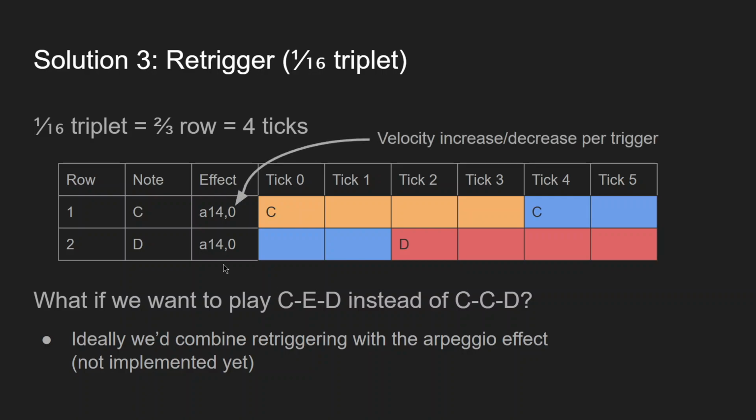And here I mentioned the second parameter is you can increase or decrease the velocity of the notes. So the second C could be gentler or softer or stronger than the first one. But in this case, we've got 0, which is no change.